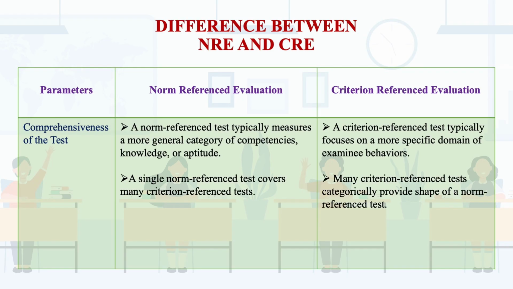Then so far as comprehensiveness of the test is concerned, we can say that a norm reference test typically measures a more general category of competencies, knowledge and aptitude, and further a single norm reference test covers many criterion reference tests, whereas a criterion reference test typically focuses on a more specific domain of examinee's behavior, okay.